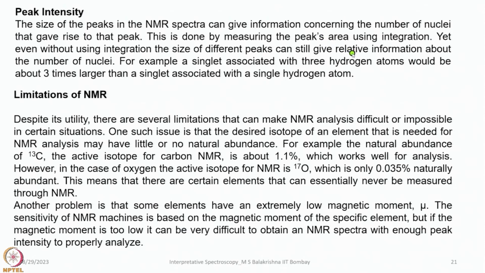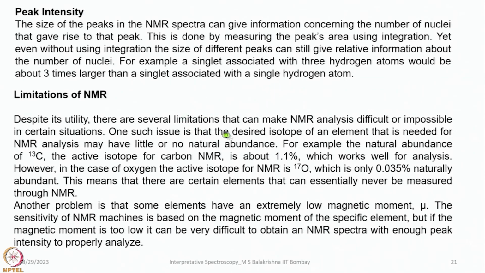It is better to integrate rather than looking at the height to decide the intensity. For example, a singlet associated with 3 hydrogen atoms would be about 3 times larger than a singlet associated with a single hydrogen atom. What are the limitations of NMR then? Despite its ability, there are several limitations that can make NMR analysis difficult or impossible in certain situations.